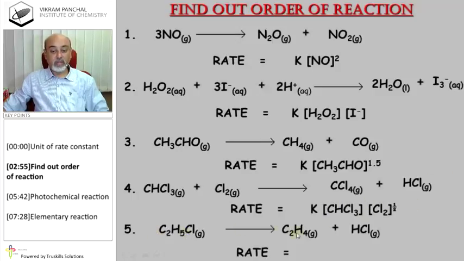C2H5Cl gives C2H4 plus HCl. For this, rate is equal to K C2H5Cl raised to 1. That means this is a first order reaction.